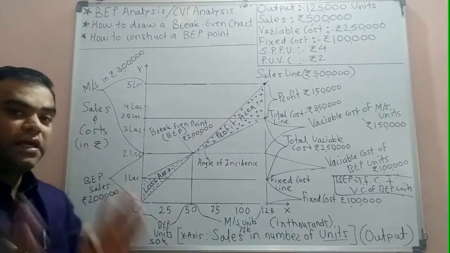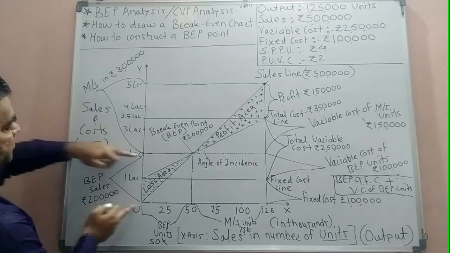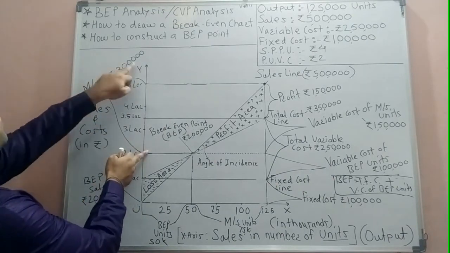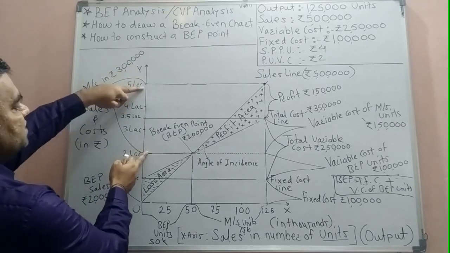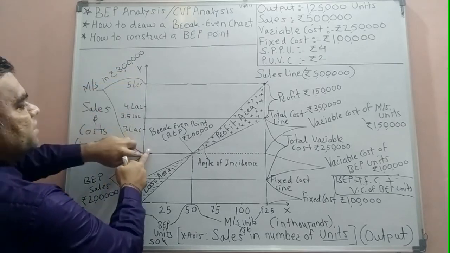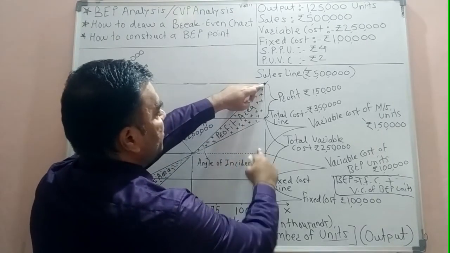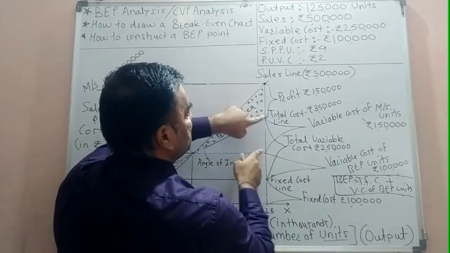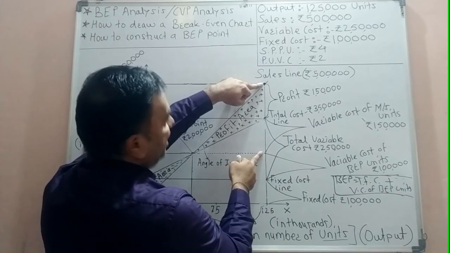And what are the contents of margin of safety? Your total sales less BP sales of 2 lakh is equal to margin of safety sales, which is 3 lakh. What are the contents of margin of safety sales? These are the contents, you can see. This is your margin of safety, 3 lakh. So what are the contents? Variable cost of margin of safety units.